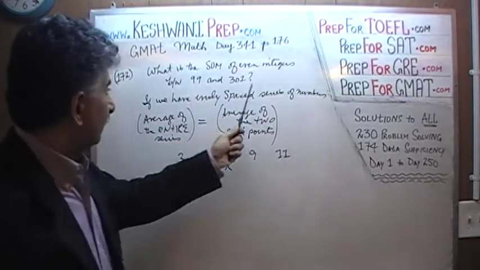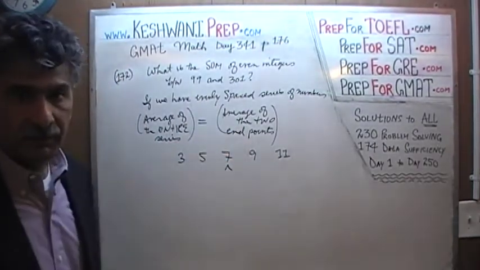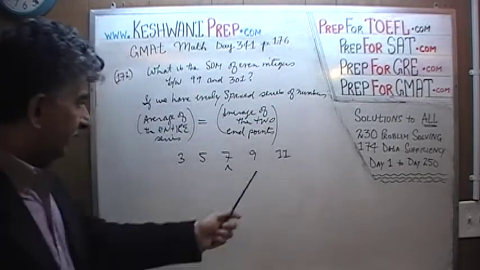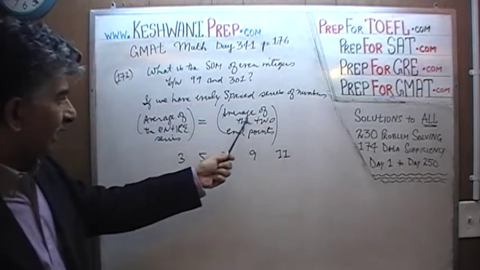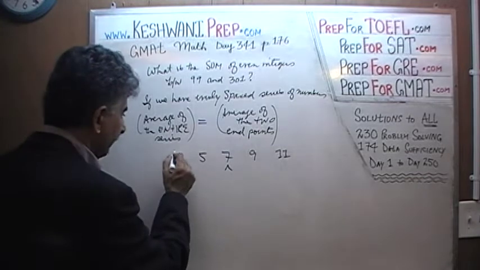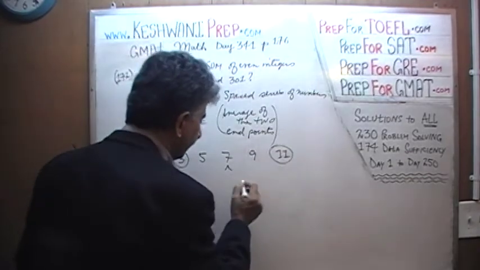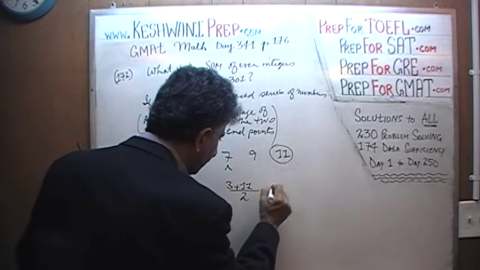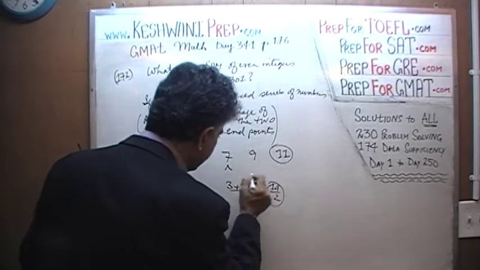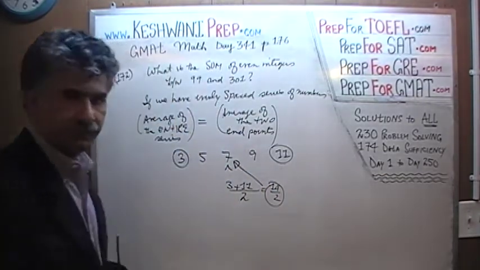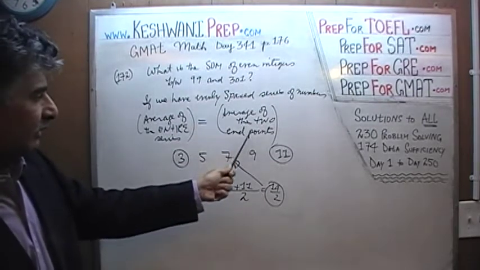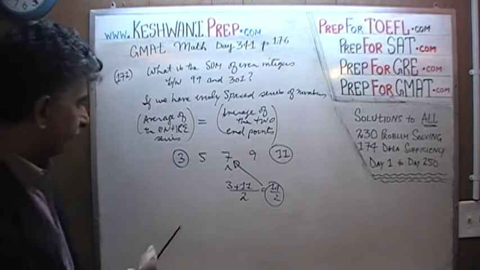Here, we're not going to write out the whole series from 99 to 301. Here's a quicker way. The average of this series is simply the average of the two endpoints. The endpoints are 3 and 11. 3 plus 11 is 14. 14 divided by 2 is 7. You see? The average of the entire series is the same as the average of the two endpoints.